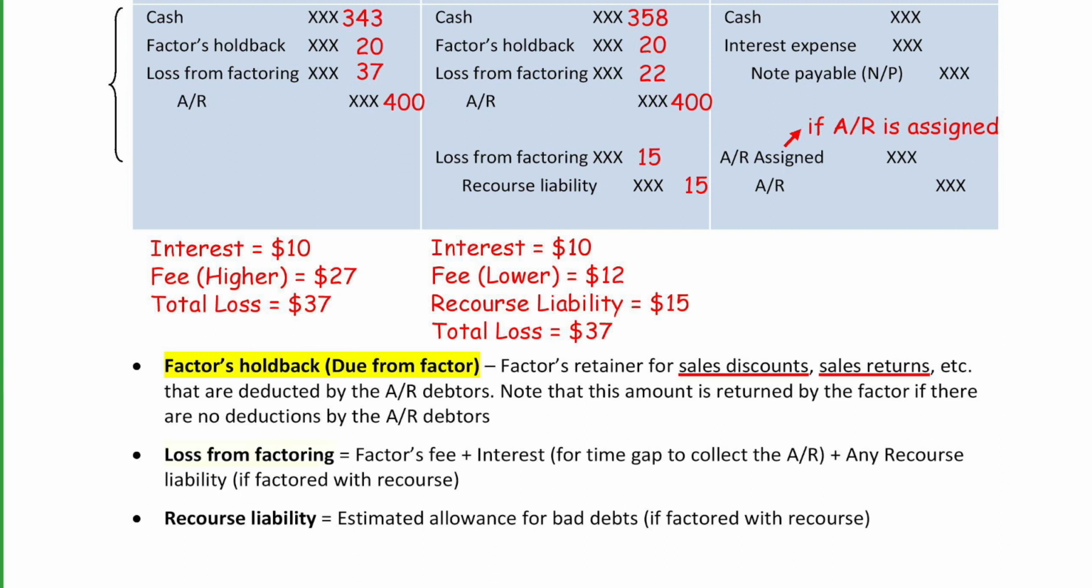Next one, highlight loss from factoring. So we've seen the calculations above. We've written that down on this page. So loss from factoring is the factor's fee plus interest plus any recourse liability if it's factored with recourse. Next one, highlight recourse liability. Now this is an estimated allowance for underlying bad debts.